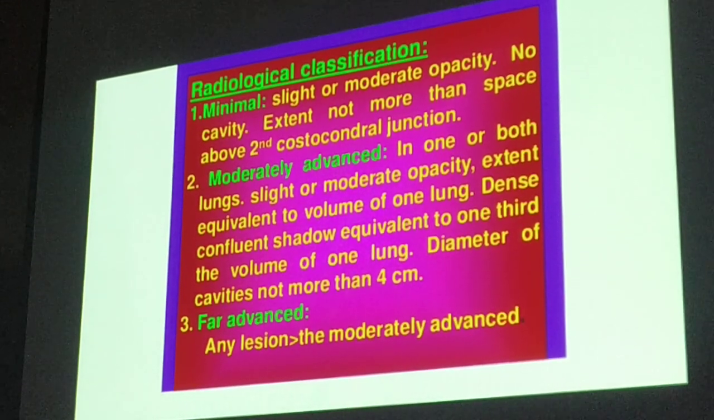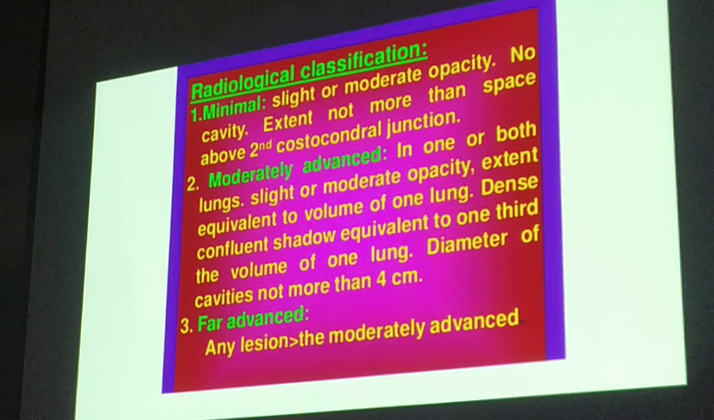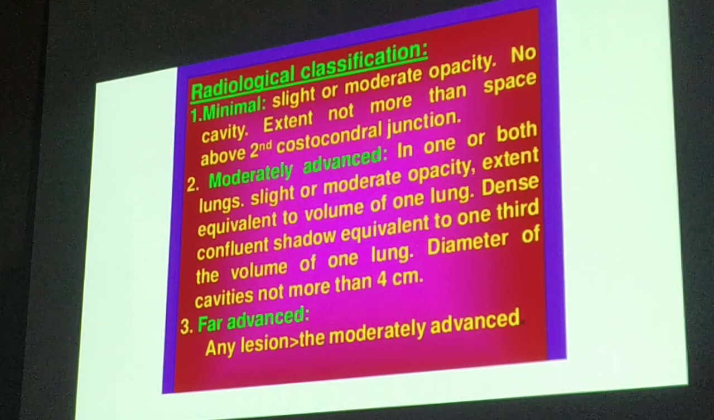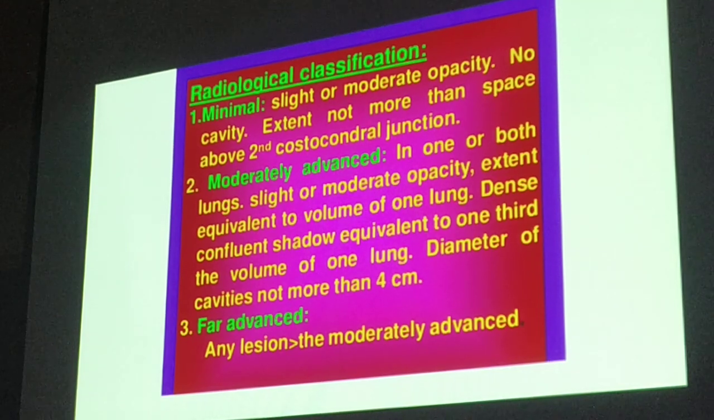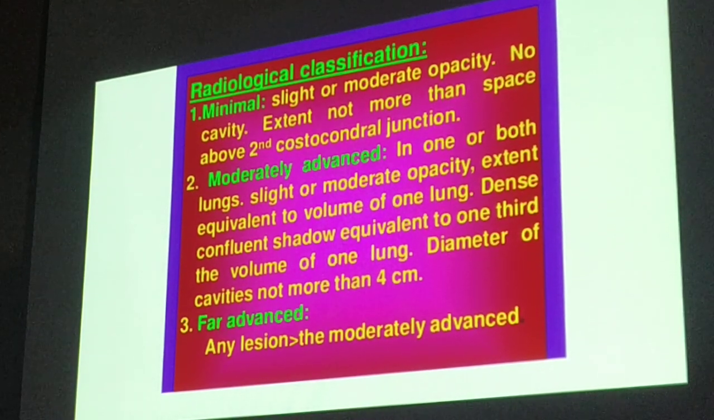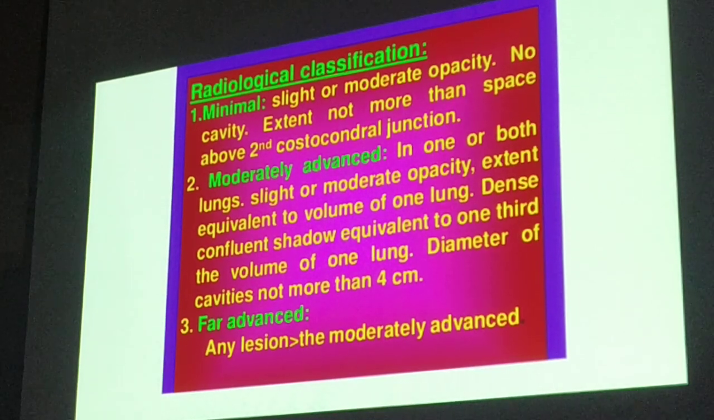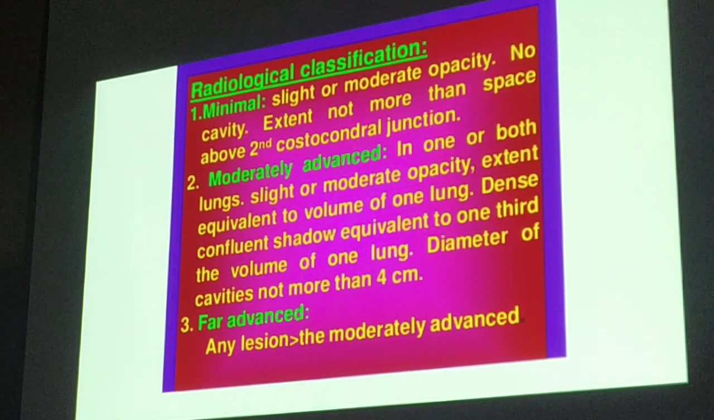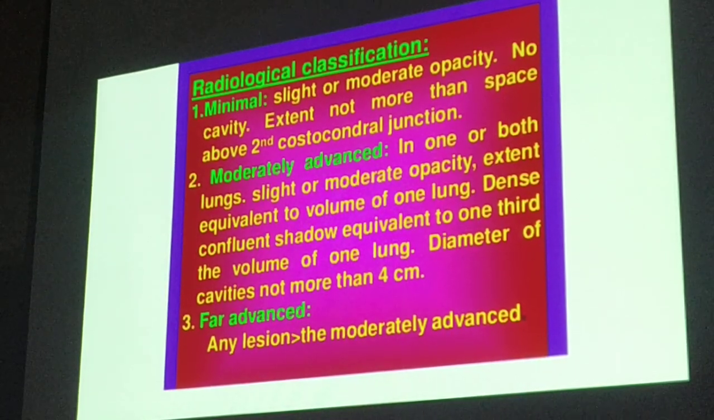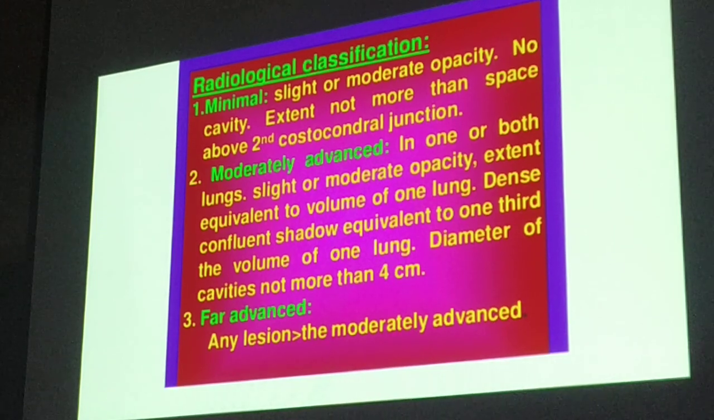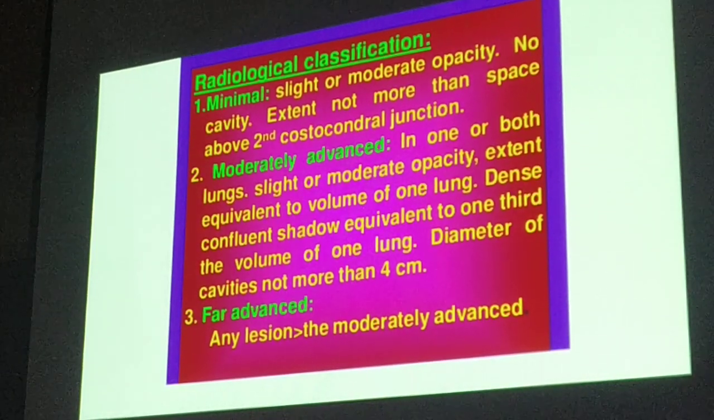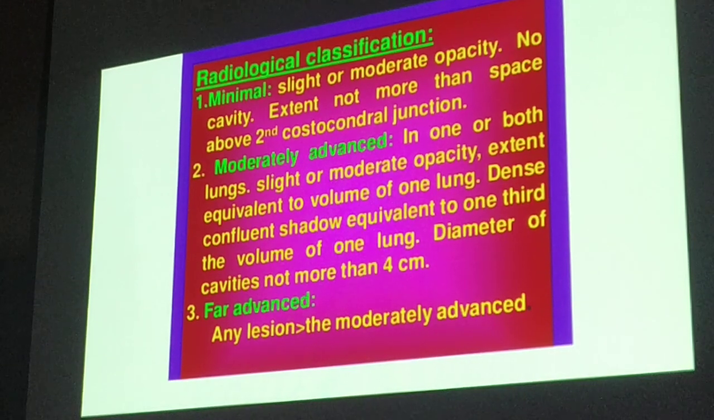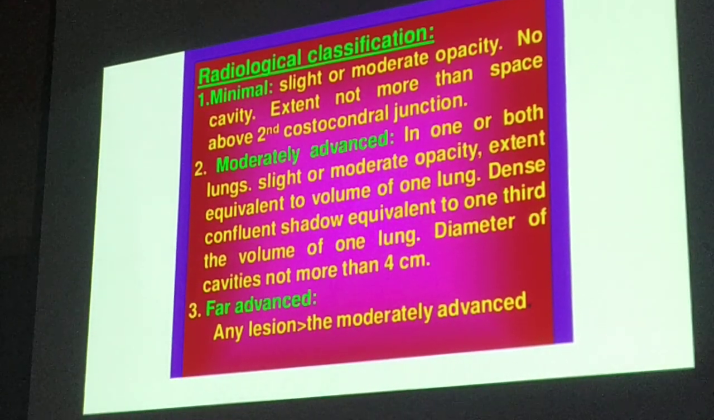The simplest way to classify whether it is moderately advanced or far advanced, try to look for the cavity. But once you don't see a cavity, more or less, the lesion is minimal. Okay? But later on, you have to quantify. But once you see a cavity, the list would be PTB moderately advanced. You just try to measure the cavity. If it's more than 4 cm, that would be far advanced. Less than 4 cm, that would be moderately advanced.